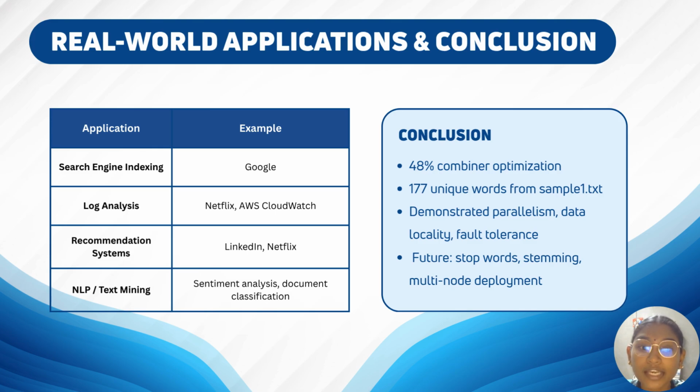In conclusion, we achieved a 48% combiner optimization, identified 177 unique words, and demonstrated parallelism, data locality, and fault tolerance. Future work includes adding stop word filtering, stemming, and deploying on a multi-node cluster.